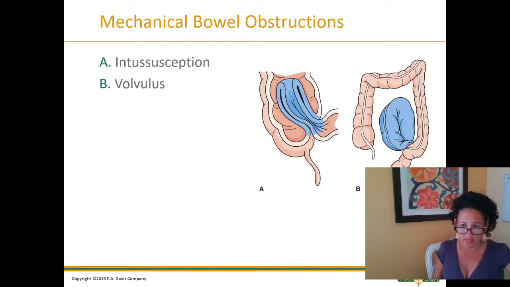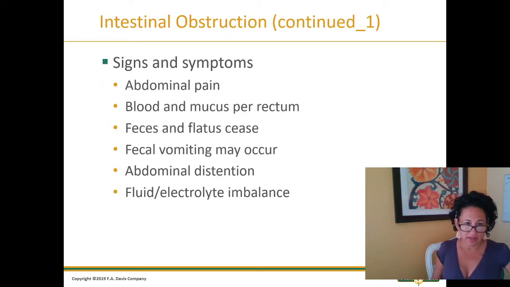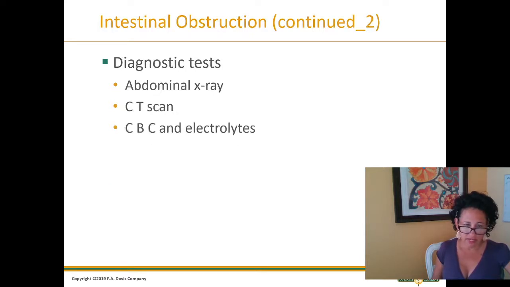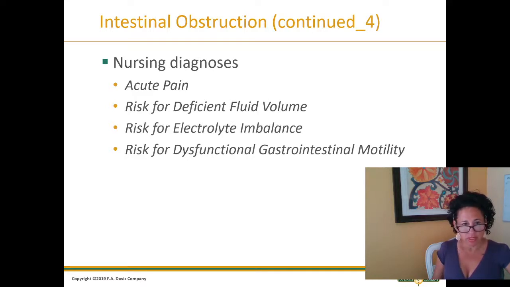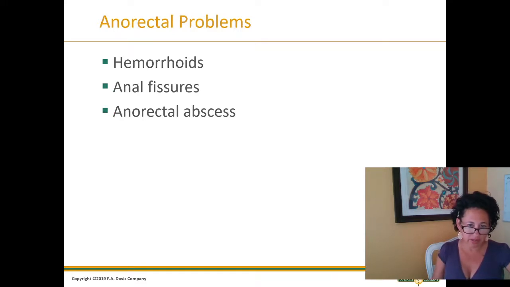Intussusception and volvulus. So look at that. Okay, signs and symptoms: abdominal pain, blood and mucus per rectum, feces, flatus, fecal vomiting may occur, abdominal distension, fluid and electrolyte imbalance. Okay, these are our tests that we can use. Therapeutic interventions: possible surgery, antibiotics, antiemetics, and analgesics. Always fluid and electrolyte replacement with any of these GI disorders. Acute pain, these are your nursing diagnoses. Dysfunctional GI motility. Okay, anorectal problems.